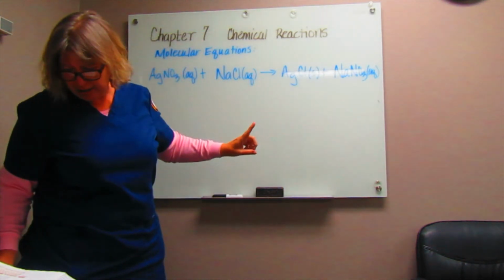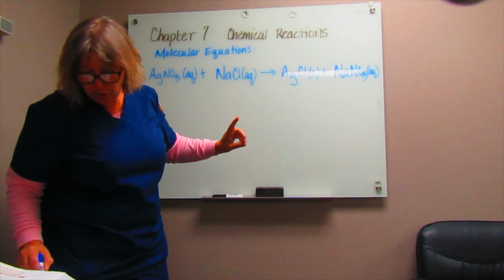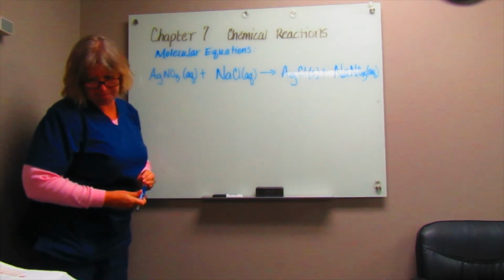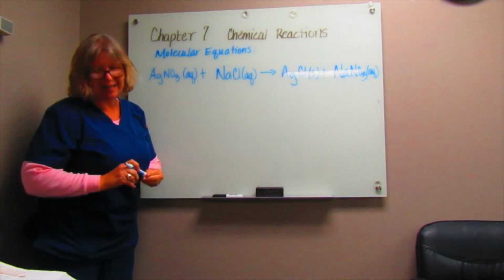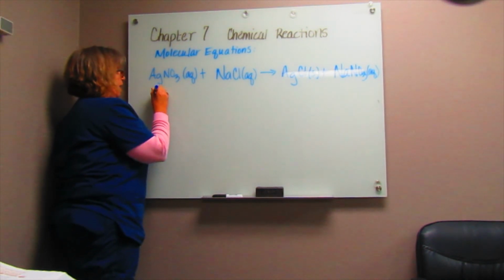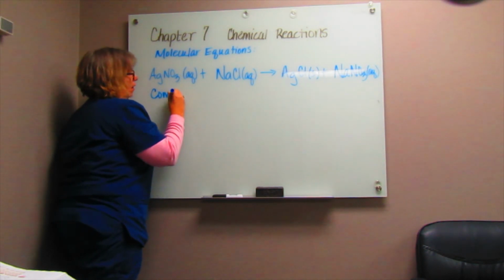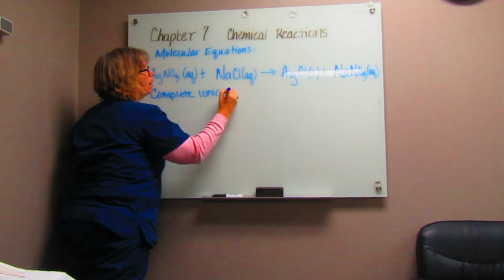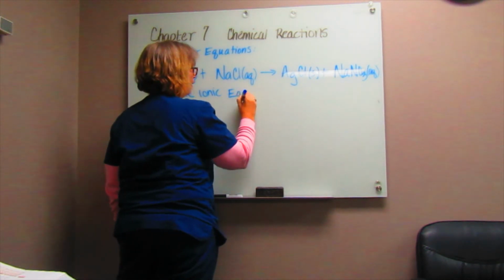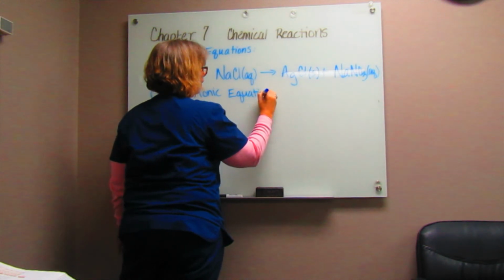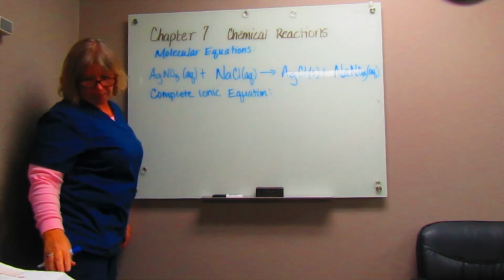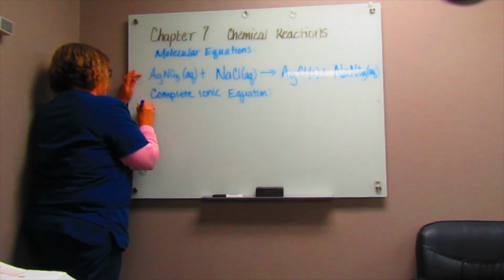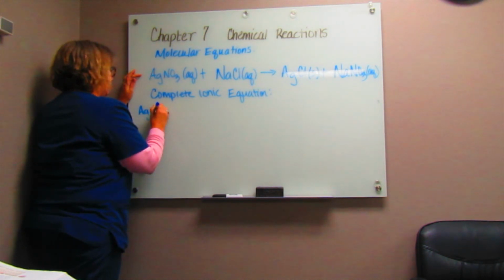So we can change this. We can change this and make it appear as a complete ionic equation. So a complete ionic equation is basically going to be each of these compounds broken down into substances.